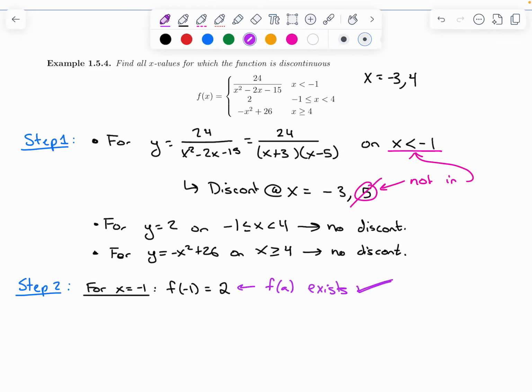So f of a exists. Quote unquote, f of a exists. That's the first requirement of continuity. Second requirement is that the limit exists. So now we'll check out the limit.